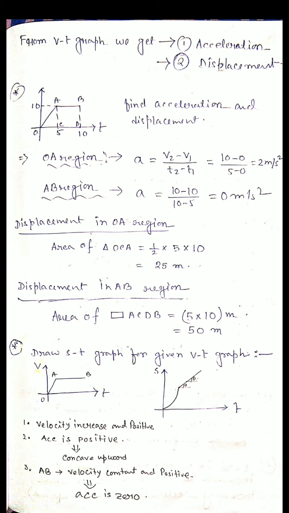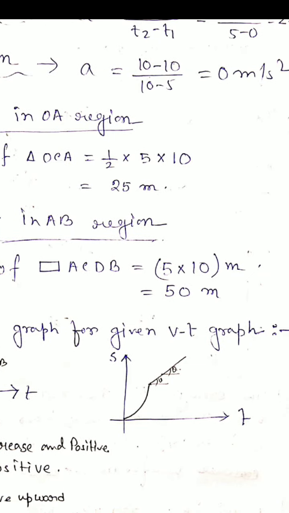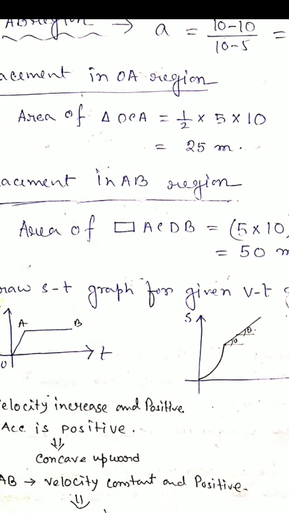So acceleration is also positive. When the acceleration is positive, the graph is concave upward. So in the first part, the OA part, we can draw a concave upward curve. You see that here, this is a concave upward.